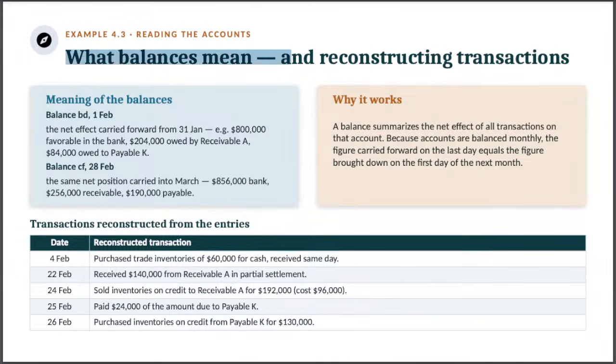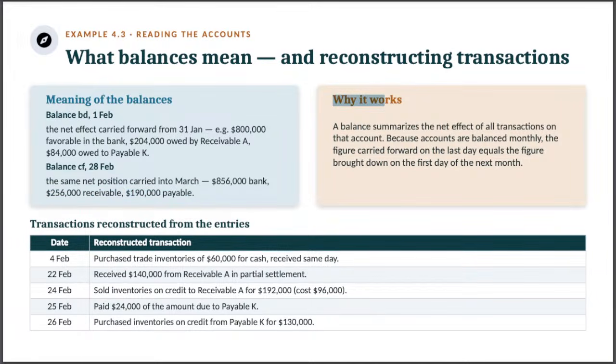So let's look at what that balance means and reconstructing the transaction. The meaning of the balances: the balance BD 1st of February, the net effect carried down from 31st of January. The example was $800,000 favorable in the bank, 204,000 owed by receivable A, 84,000 owed to payable K. Then we have the balance CF for the 28th of February, the same net position carried into March: $856,000 bank, $256,000 receivable, $190,000 payable.